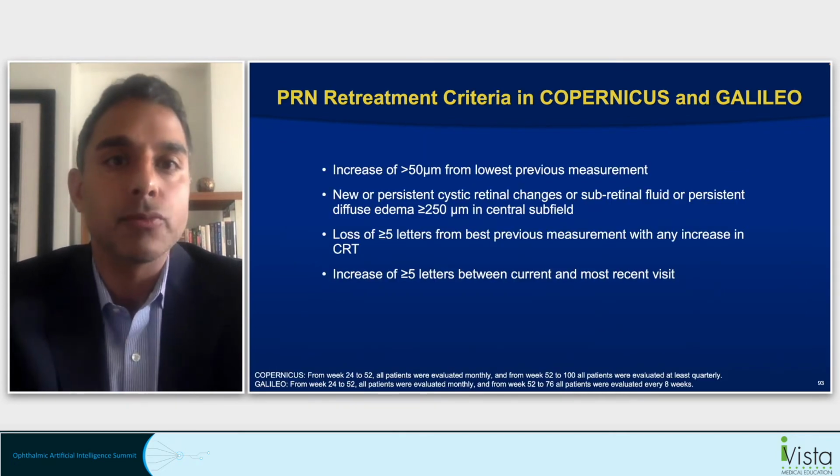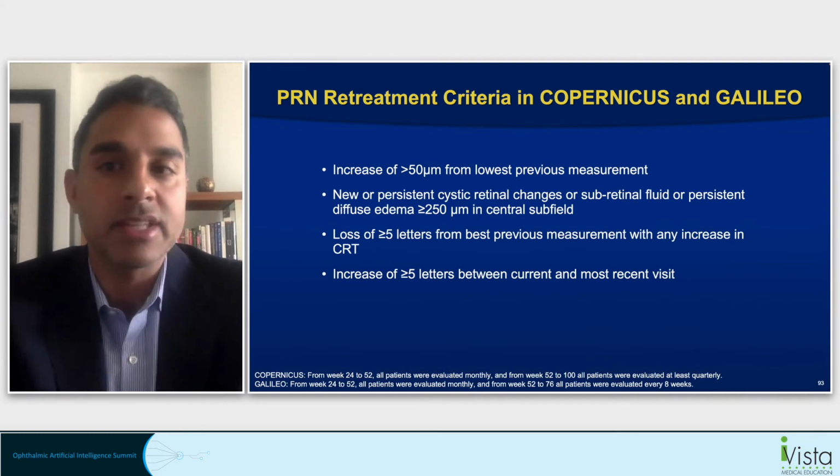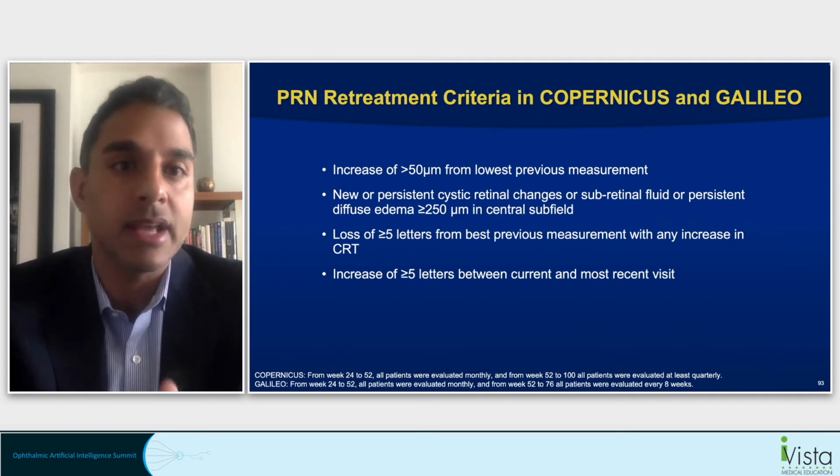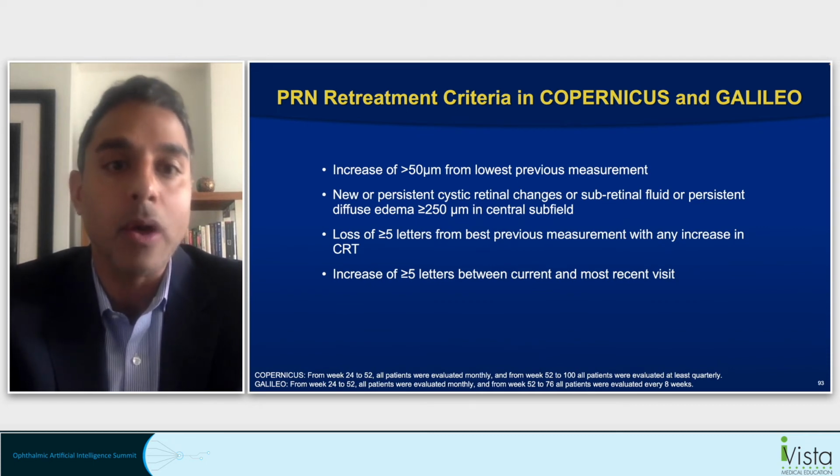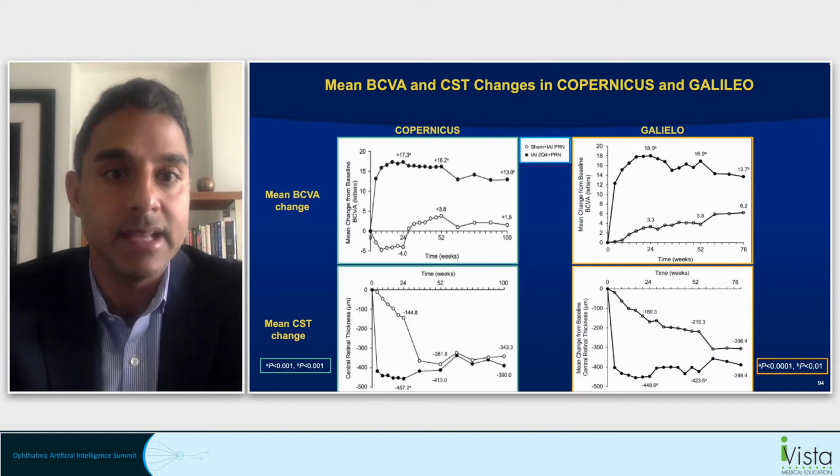And so the PRN retreatment criteria for this is sort of exactly what we would imagine in clinic: those that had an increase in the central subretinal thickness, those with new amounts of fluid, both intraretinal or subretinal fluid, or deviations in visual acuity, either a gain or loss of 5 letters between a visit.